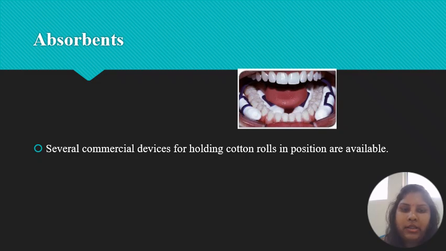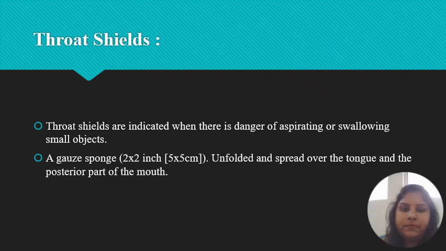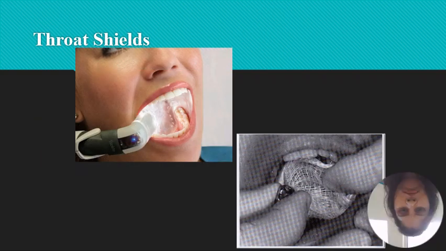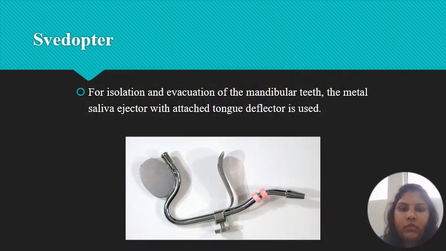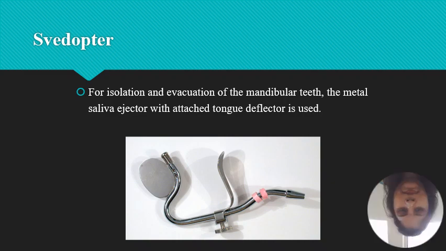So absorbents: several commercial devices for holding cotton rolls in position are available. Then you have your throat shield. Throat shields are indicated when there is danger of aspirating or swallowing small objects. A gauze sponge is unfolded and spread over the tongue and the posterior part of the mouth. Then you have your suction tips where you have your saliva ejector and high volume evacuator. Then Svedopter. For isolation evacuation of the mandibular teeth, the metal saliva ejector with attached tongue deflector is used.